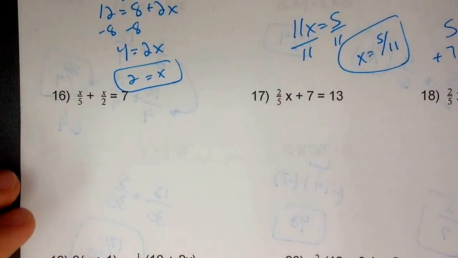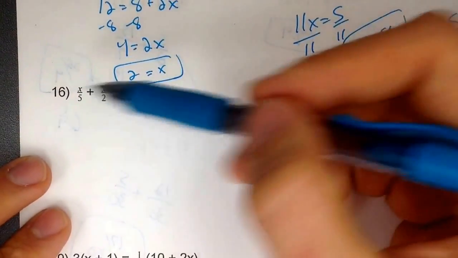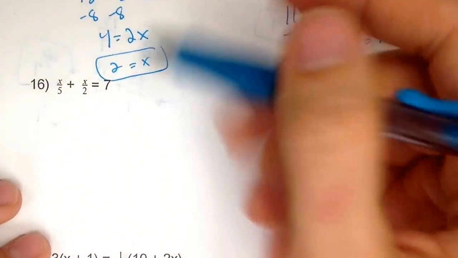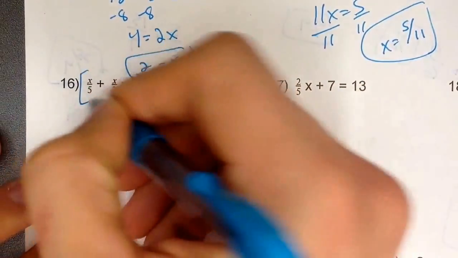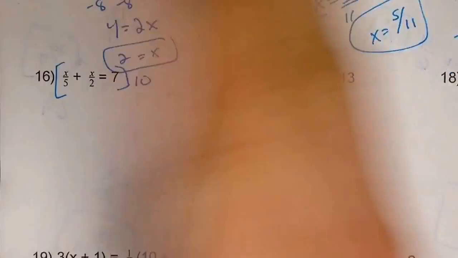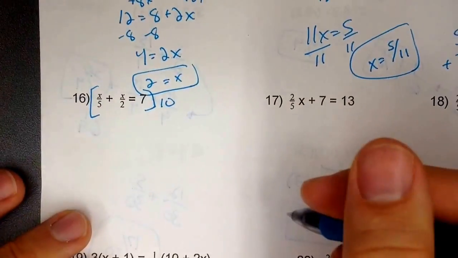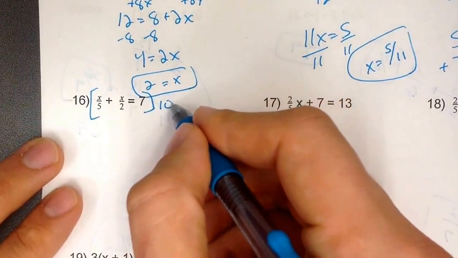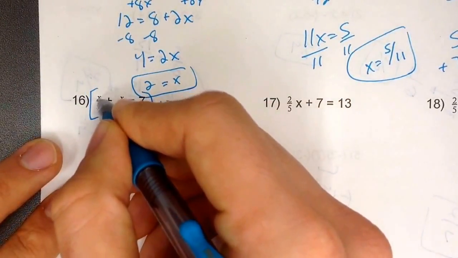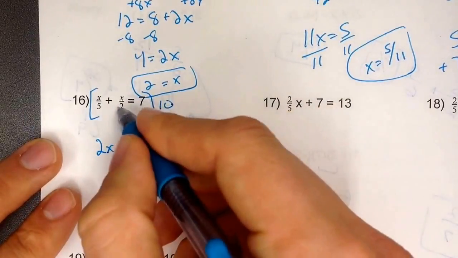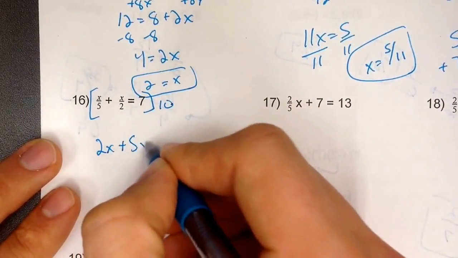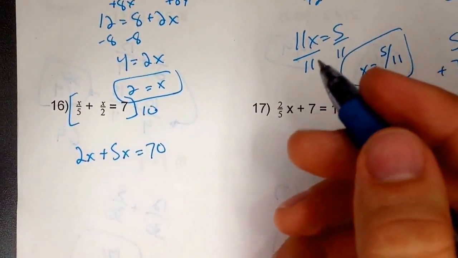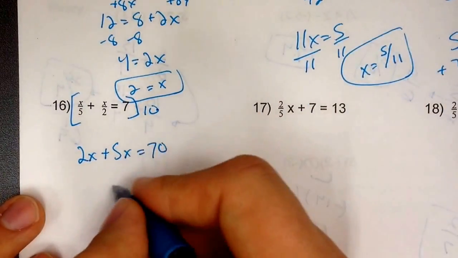On number 16, there are lots of ways to do this. You can get a common denominator, take this to 2 over 10, 5 over 10, with x's attached. What I'm going to do is take the entire equation and multiply it by 10. That completely eliminates my fraction. Now, when you do this, you just got to make sure each term gets hit with that 10. So 10 divided by 5 is 2, times x is 2x. 10 divided by 2 is 5, times x is 5x, and then 10 times 7 is 70. This is one way to do it. There are lots of ways to do it. This is my personal favorite way.